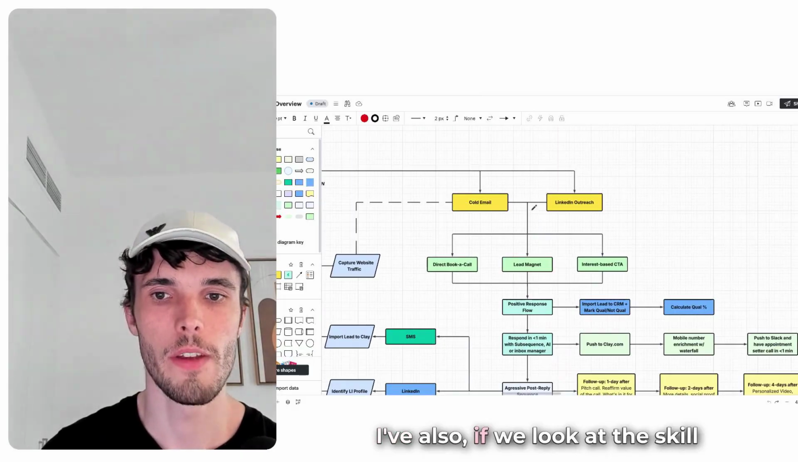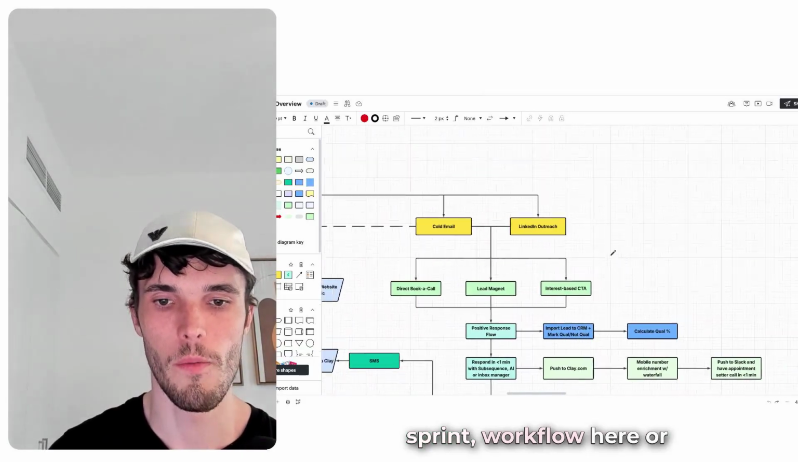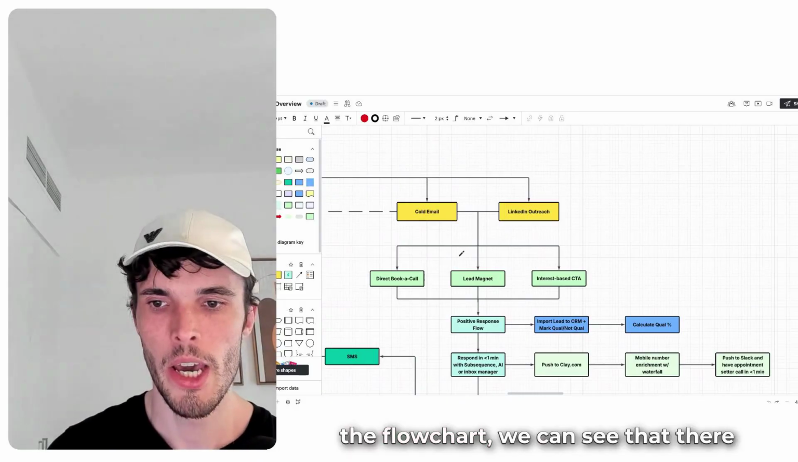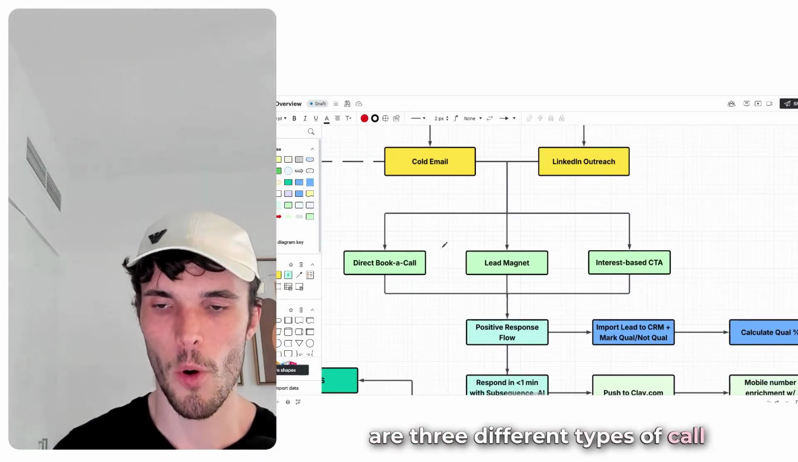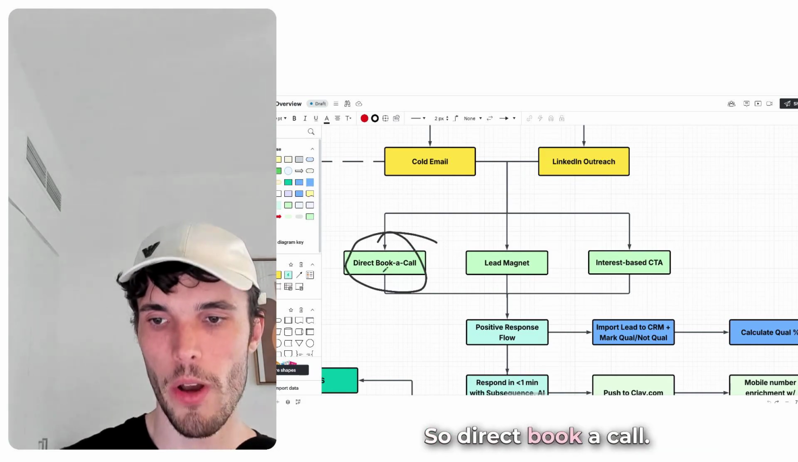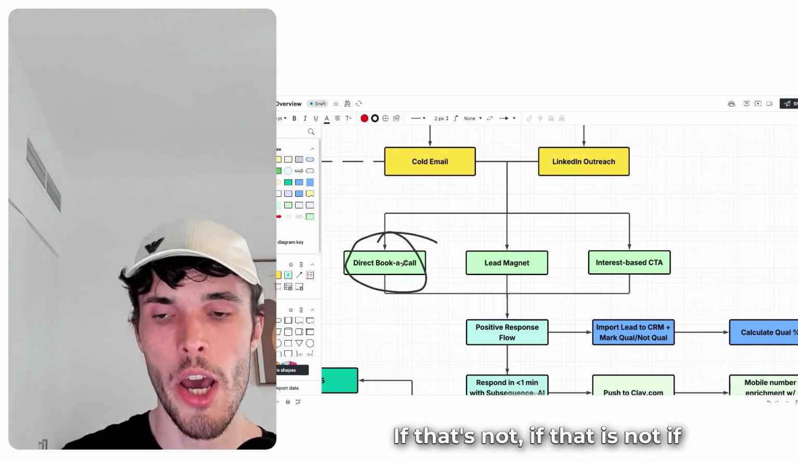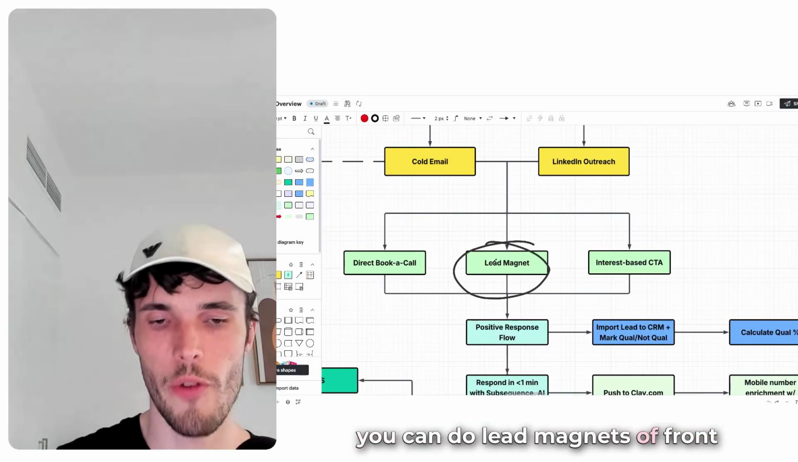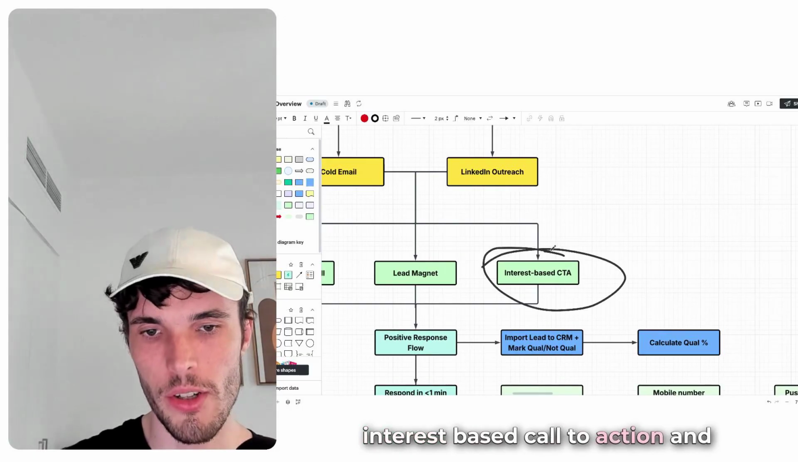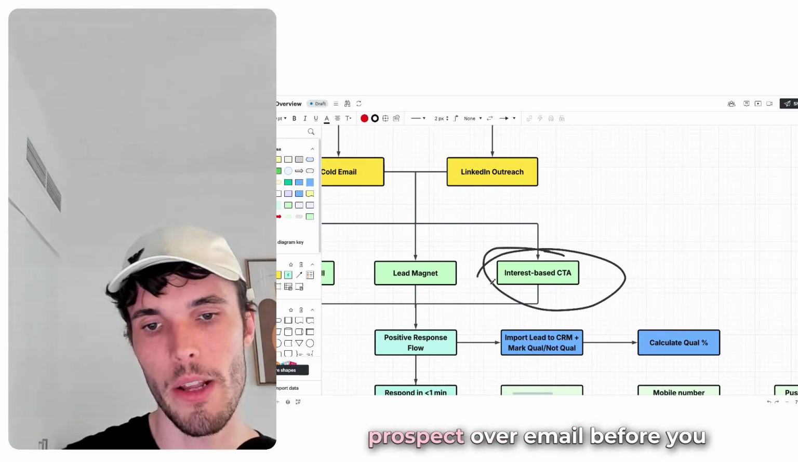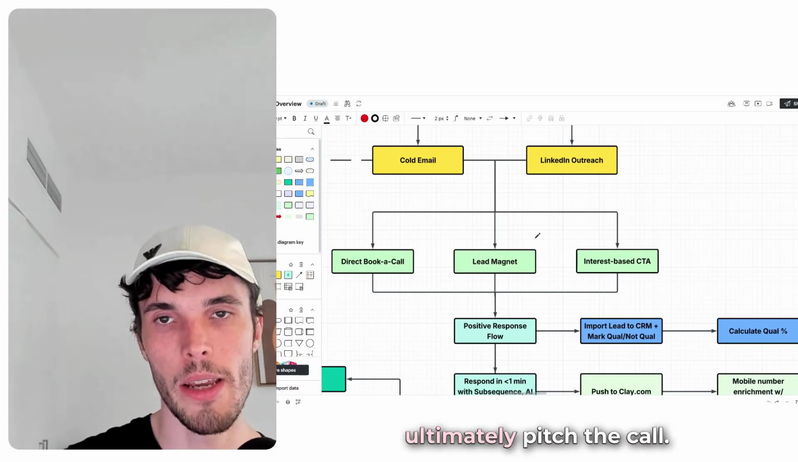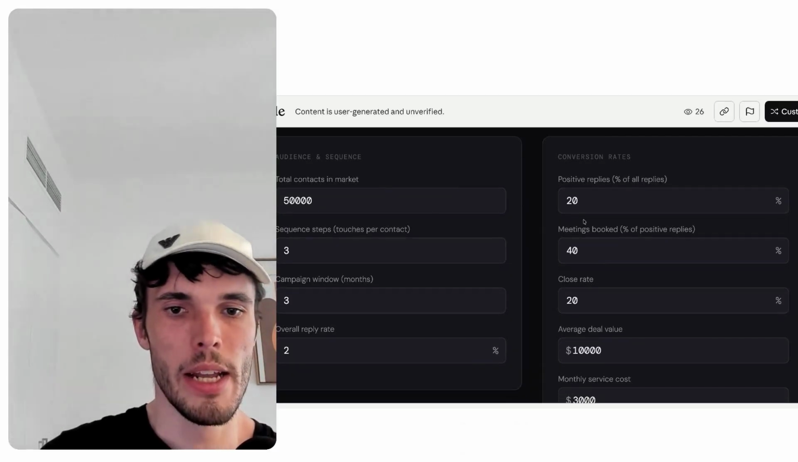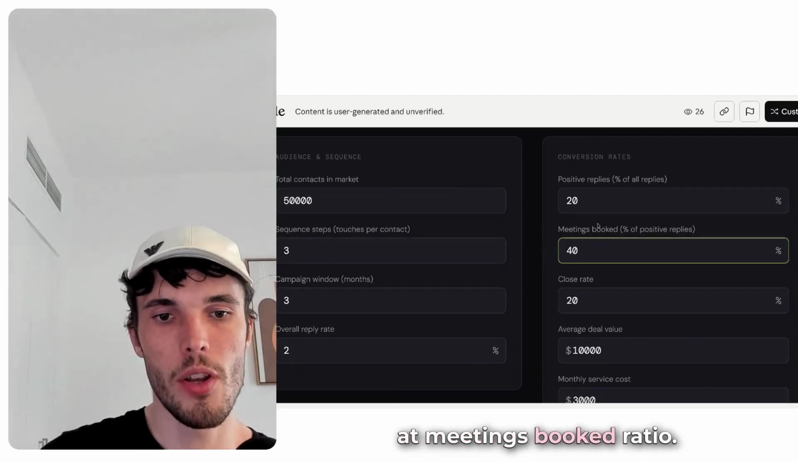I've also, if we look at the Scalesprint workflow or the flow chart, we can see that there are 3 different types of call to actions that you can try out. So direct book a call. If that is too much friction in the sales process, you can do lead magnets or front end offers, or you can do an interest based call to action and have a conversation with the prospect over email before you ultimately pitch the call.